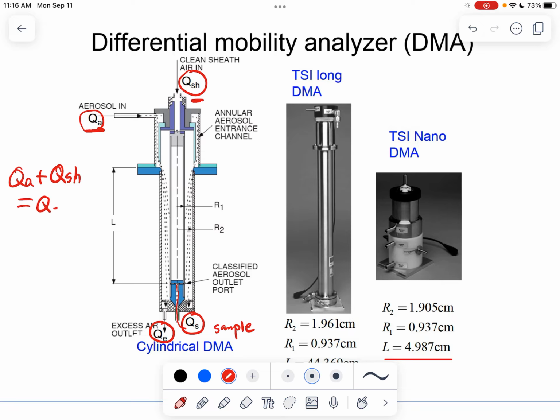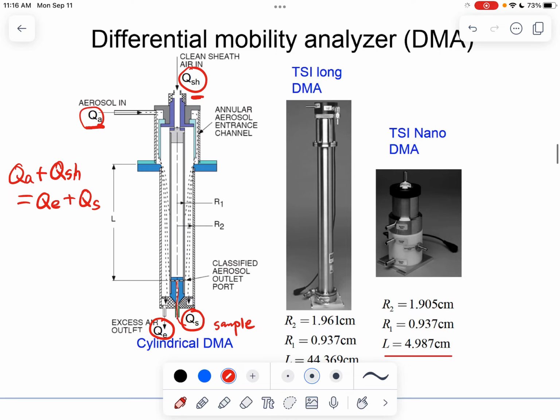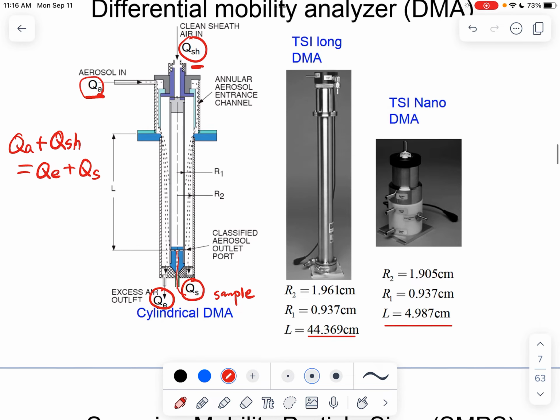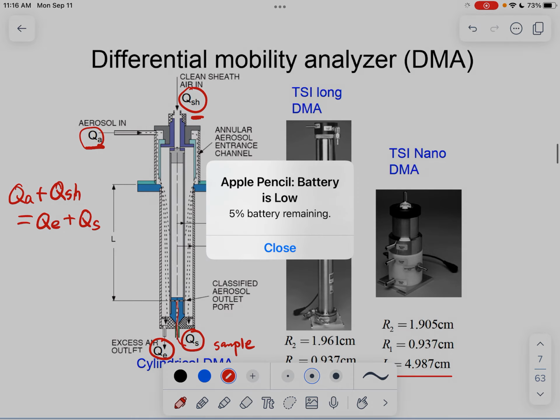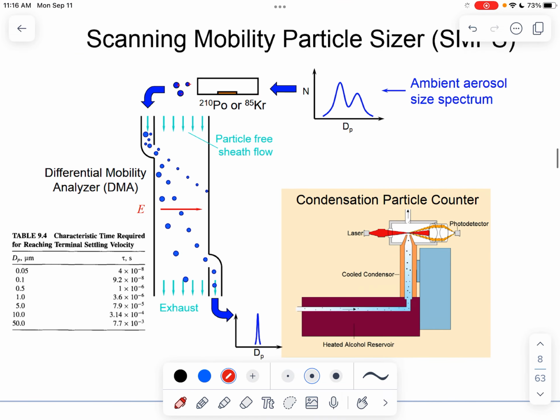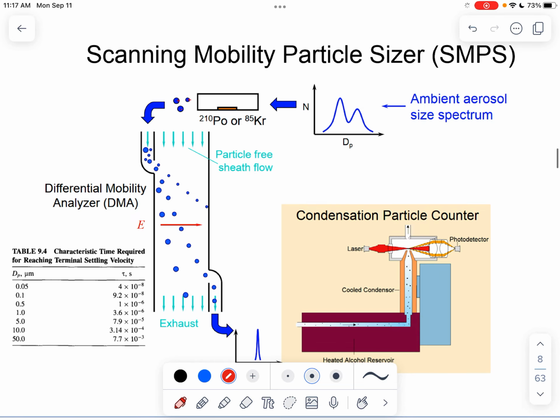So because of the flow balance, we can set up the equation that QA plus QSH, Q sheath, equals QE, exhaust, plus Q sample, right? So we're going to talk about these different flow rates when we further derive the working principles of the DMA or of the SMPS.